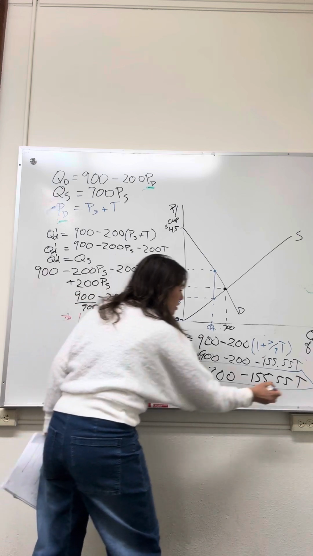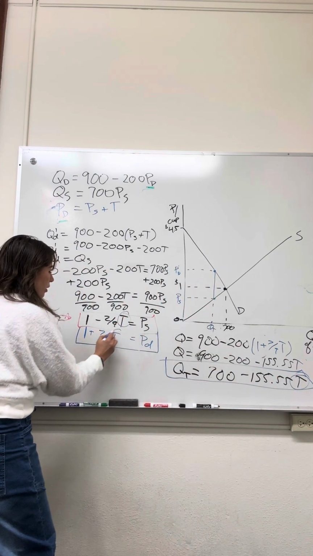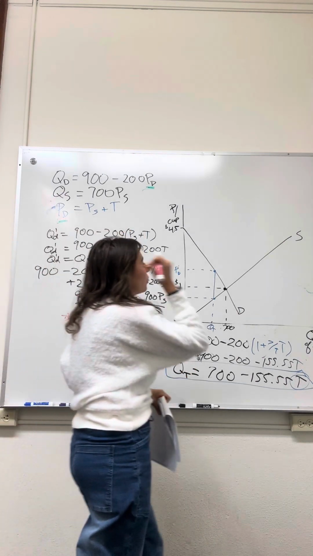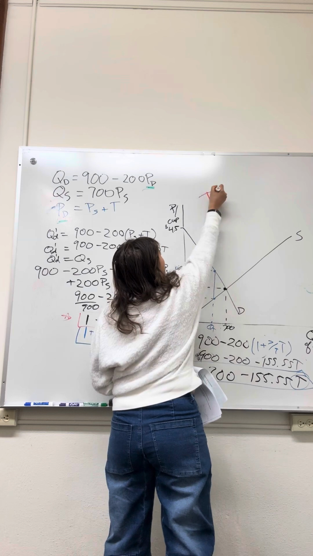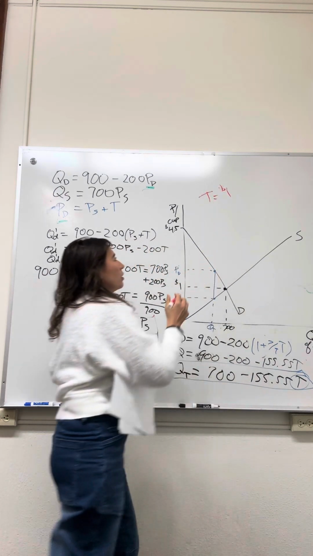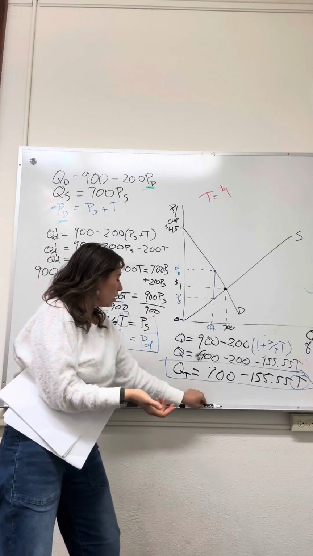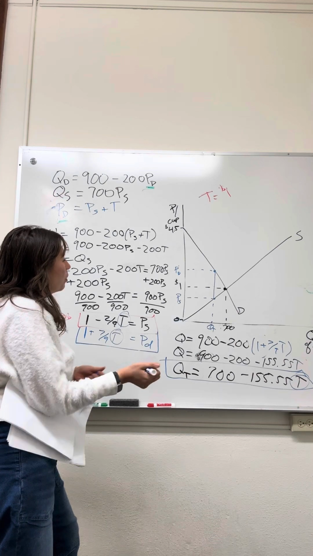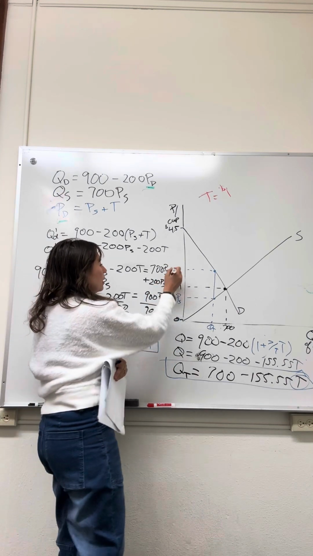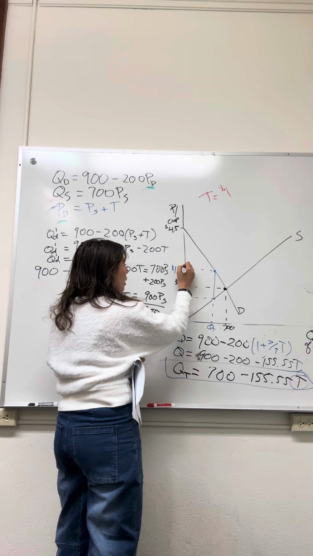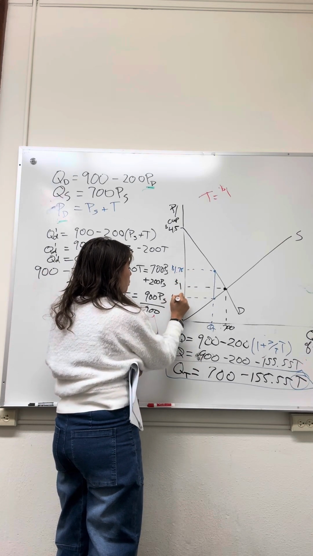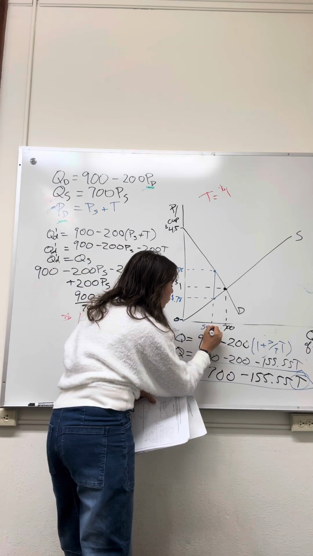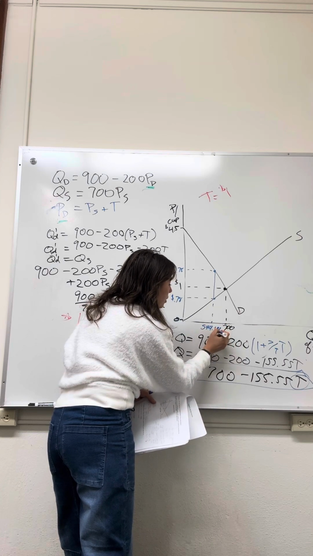And now, anywhere I see a T, here, here, and here, I just plug in the per unit tax I want to analyze. So if I want to analyze a tax of $1, I plug in $1 anywhere I see a T. If I want to analyze a tax of $2, I plug in $2 anywhere I see a T. And in this case, what I find for the $1 tax is that consumers pay $1.78, producers pay 78 cents, and the quantity traded in the marketplace is 544 units.